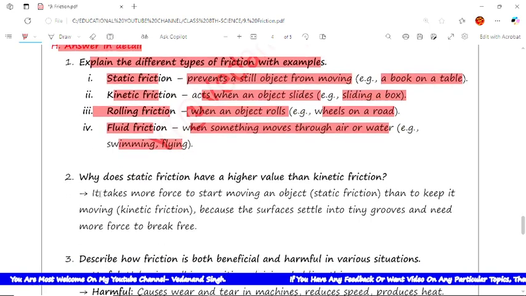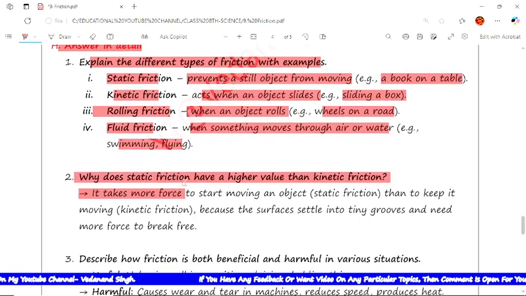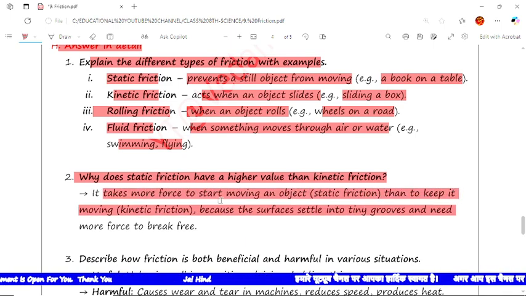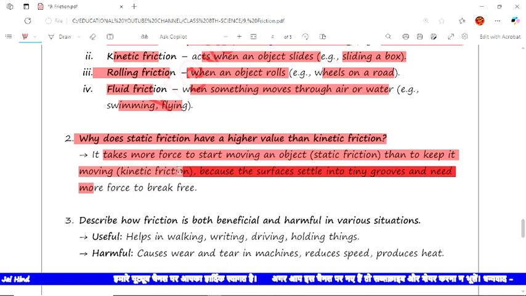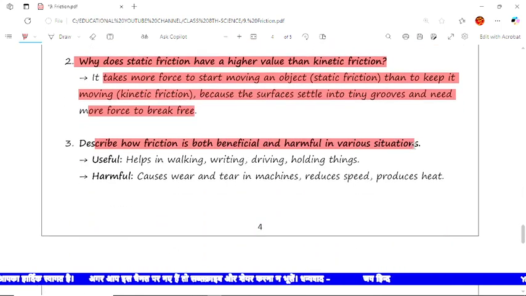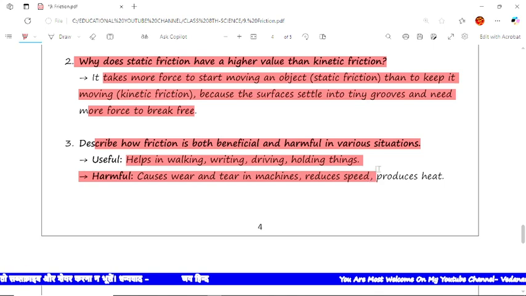So the next question is, why does static friction have a higher value than kinetic friction? It takes more force to start an object than to keep it moving. Kinetic friction is lower because the surfaces settle into the tiny grooves and there is less friction. Now the next is, describe how friction is both beneficial and harmful in various situations. It is useful, as it helps in walking, writing, driving, holding, and harmful, as it causes wear and tear of machines, reduces speed, and produces heat.